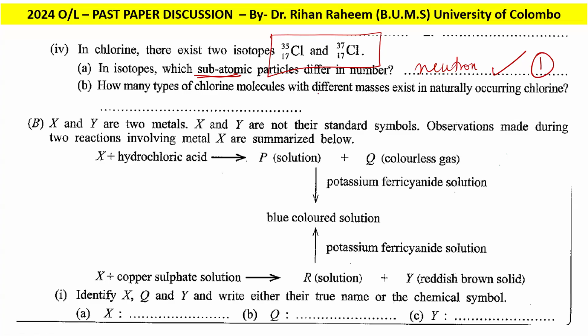How many types of chlorine molecules with different masses exist in naturally occurring chlorine? Here they have already given the number 2. They have shown both. Two types. One is known as chlorine-35, the other one is known as chlorine-37. Already they have given all the details. Useless question.